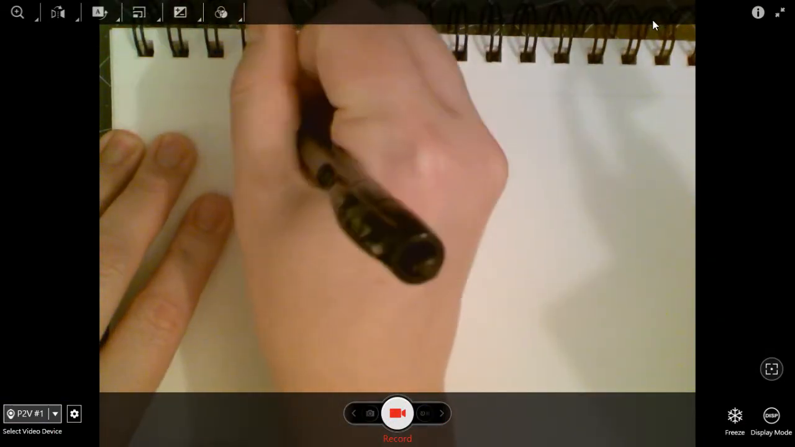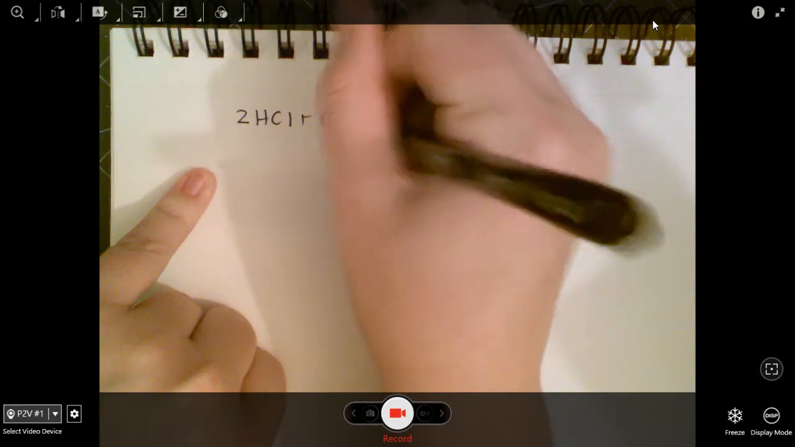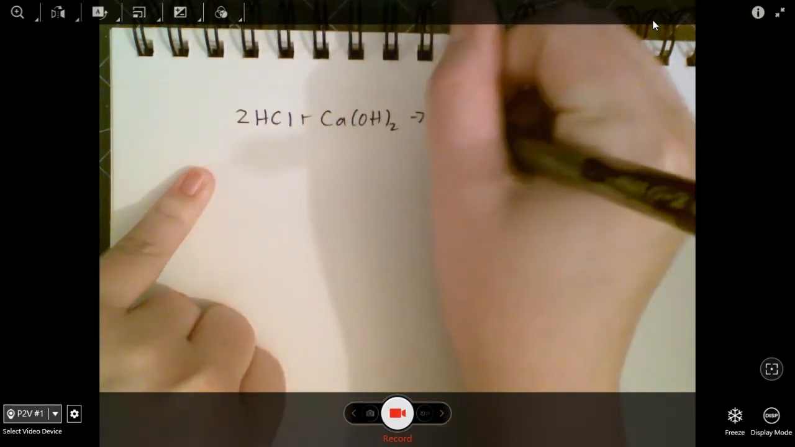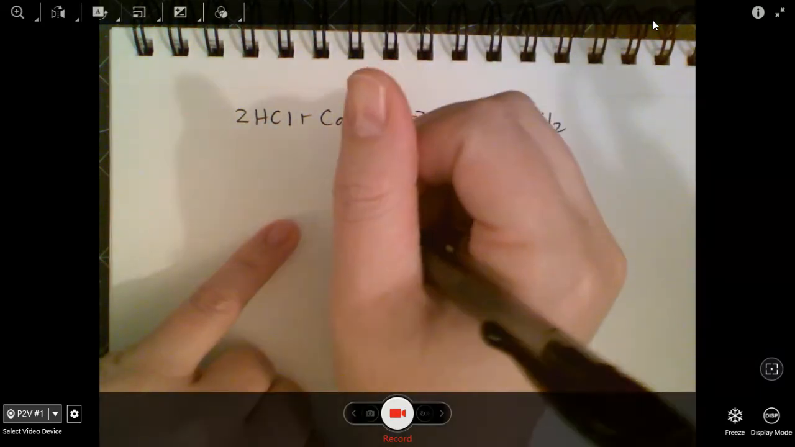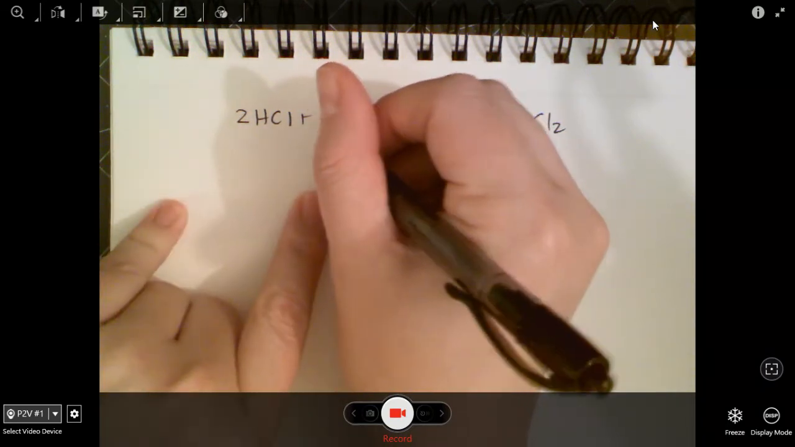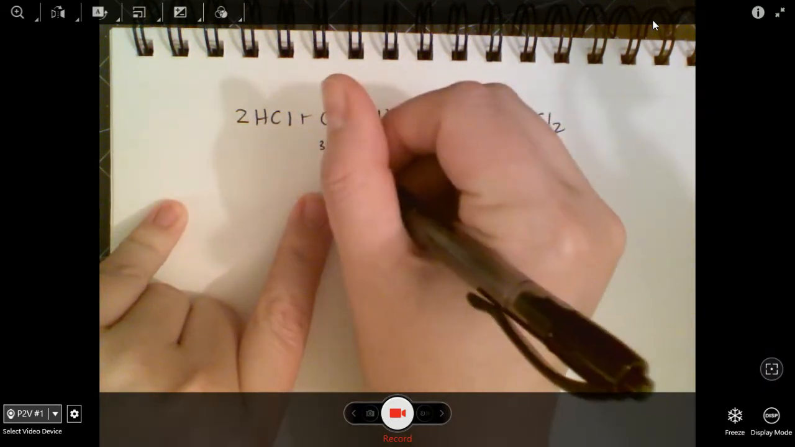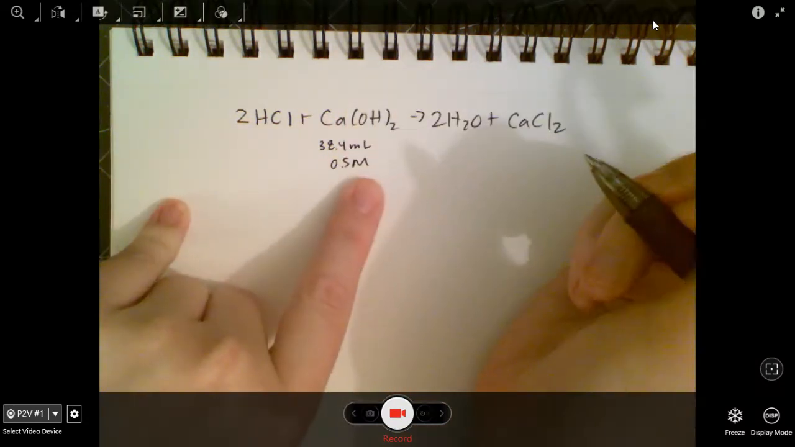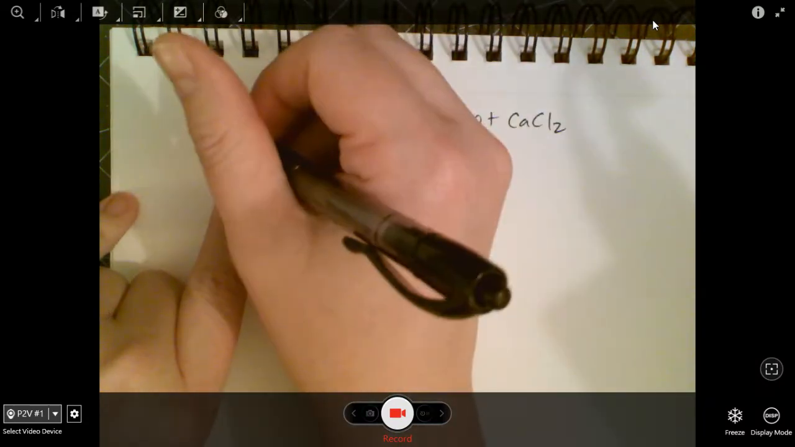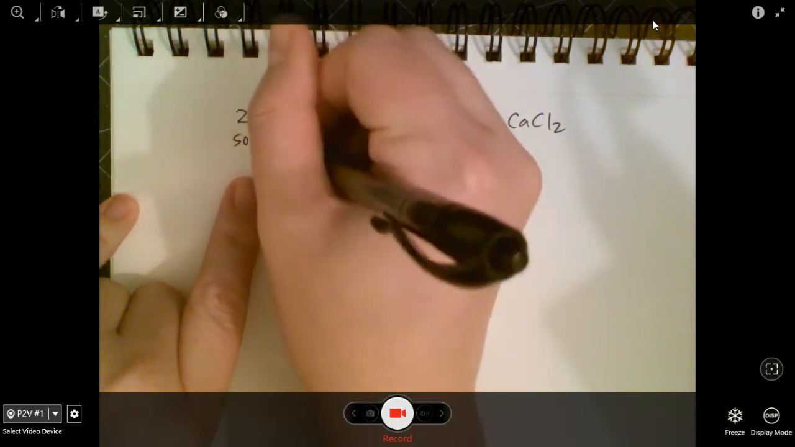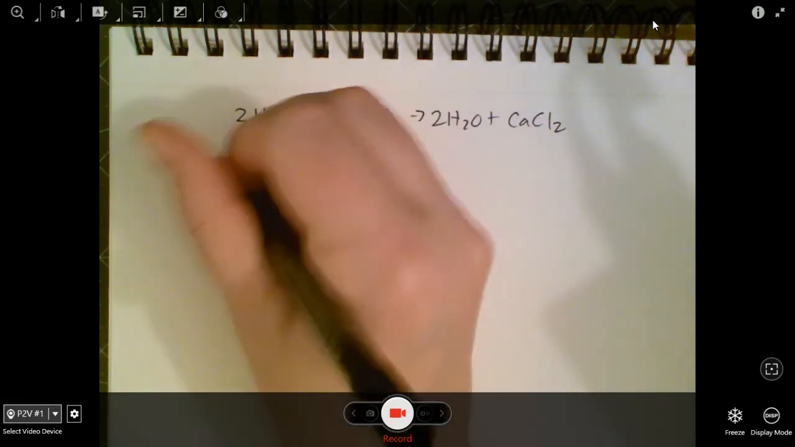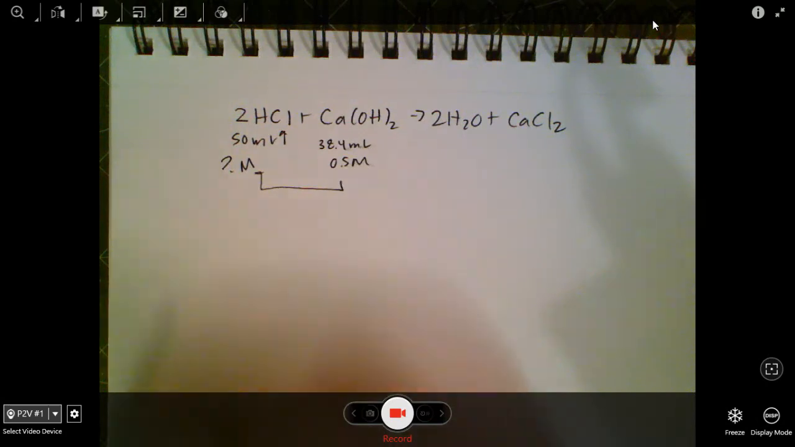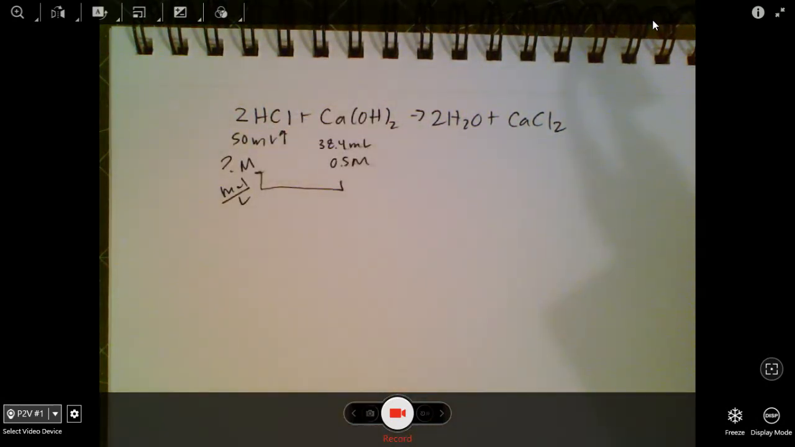Okay, so I have here my balanced equation: 2HCl plus calcium hydroxide turning into 2 waters and CaCl2. From the information given in my problem, I know that I have 38.4 milliliters of the 0.5 molar solution of calcium hydroxide, and I know that it was 50 milliliters of my HCl. What I'm trying to figure out in this case is my molarity, which is moles of my stuff divided by liters of solution.